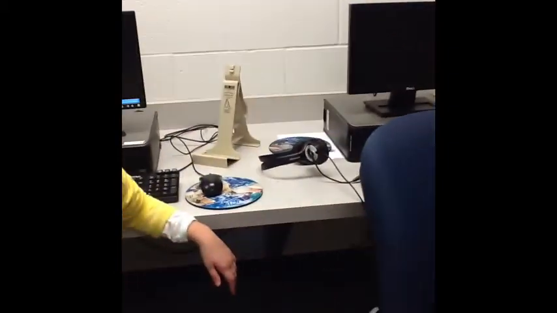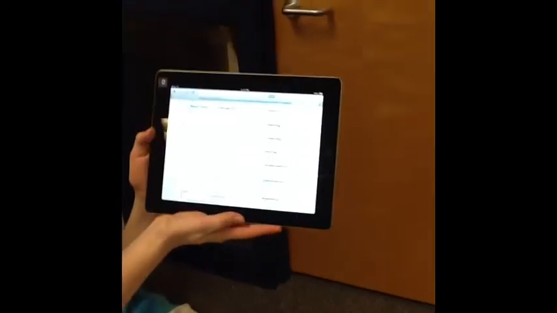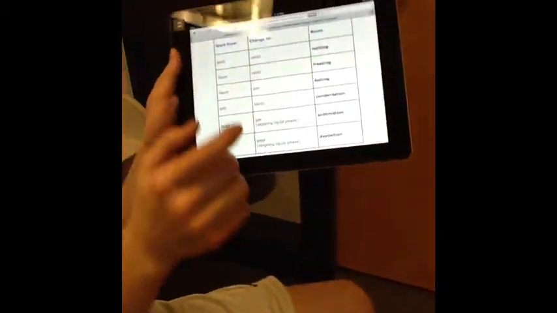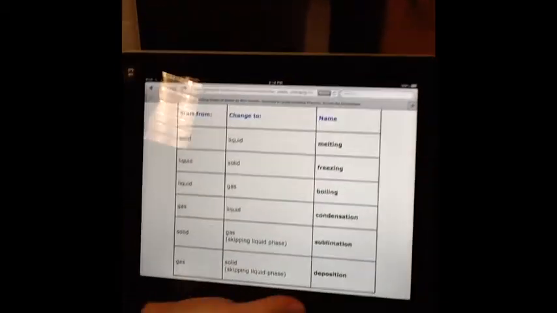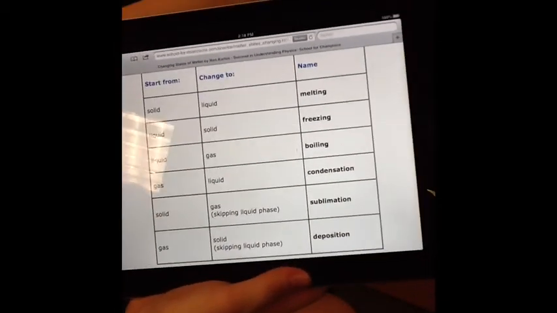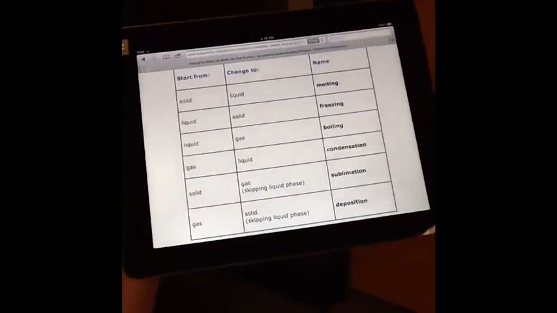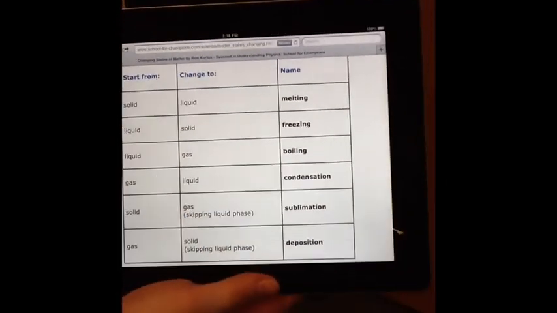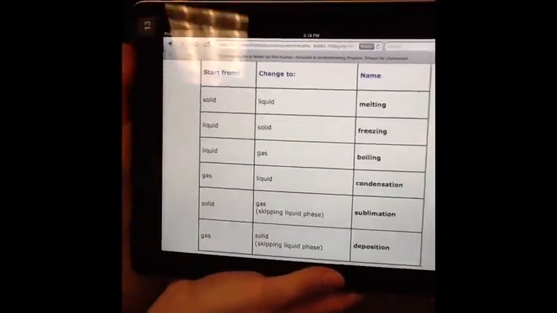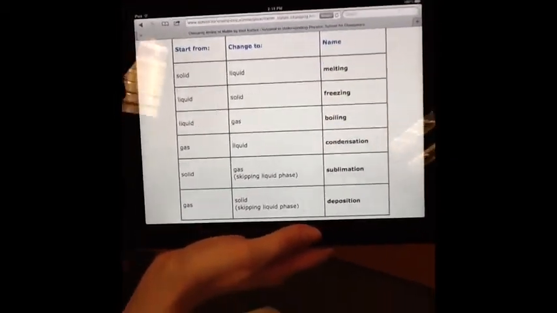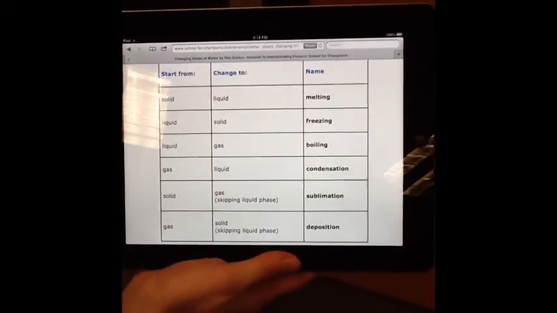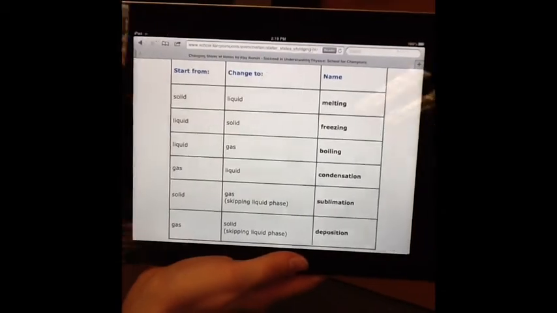And I have some more to show you. Okay, so this is a graph that shows what it is. Solid changes to a liquid and melts. The next one is liquid changes to a solid by freezing. A liquid changes to a gas by boiling. A gas changes to a liquid by condensation.